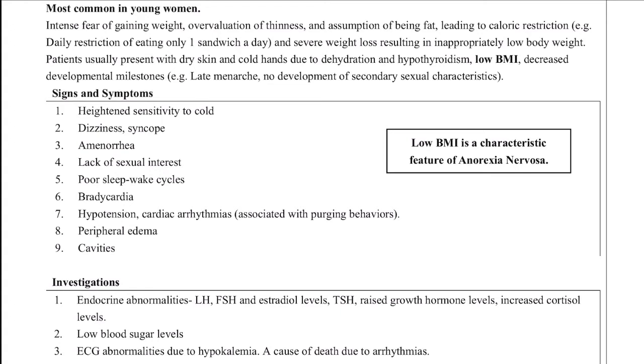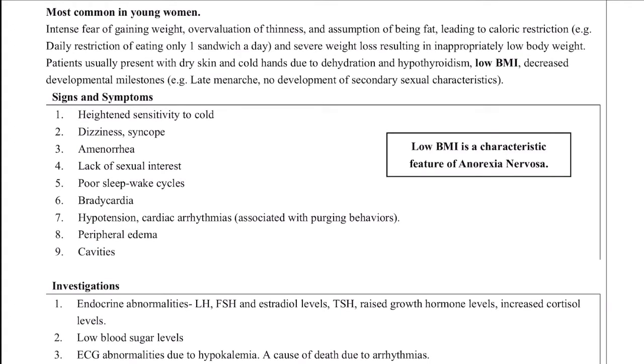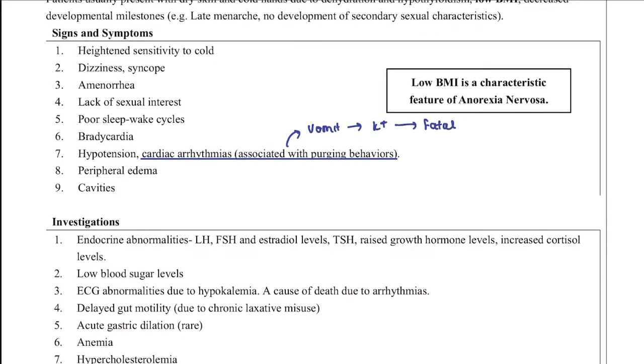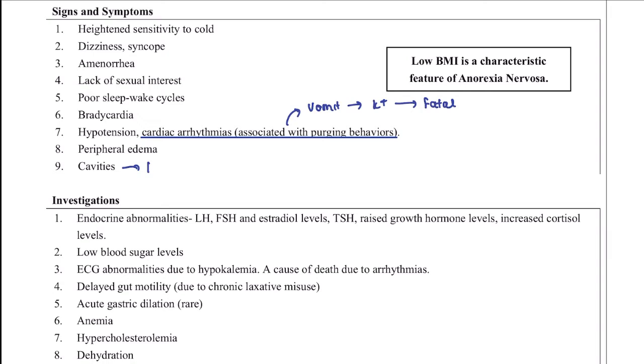Signs and symptoms: when there's no fat in their body, they will have increased sensitivity to cold, dizziness, syncope, low sugar, amenorrhea, lack of sexual interest, poor sleep-wake cycles, bradycardia, hypotension, and cardiac arrhythmias. The reason is, when you vomit, you are losing a lot of potassium ions, and this could be fatal. Peripheral edema and cavities. This is with purging. Then there are also esophageal symptoms, such as increased risk of Mallory-Weiss syndrome.